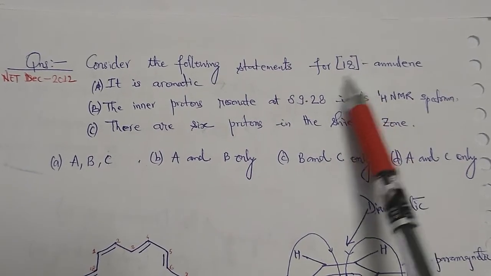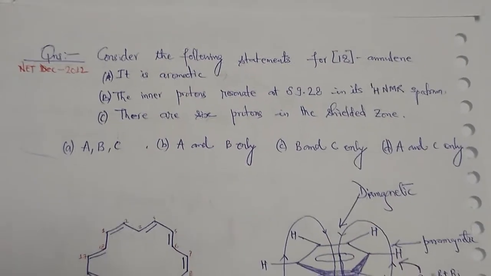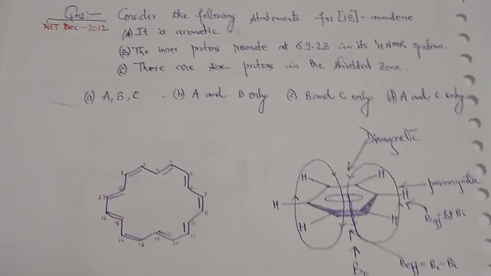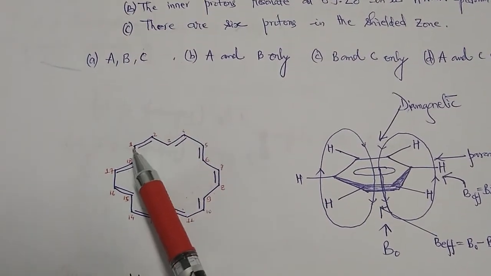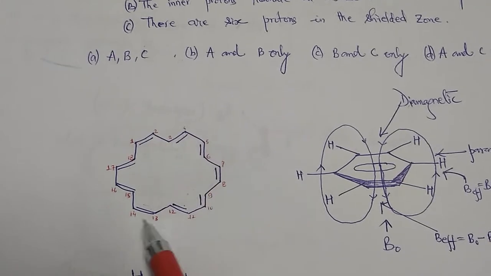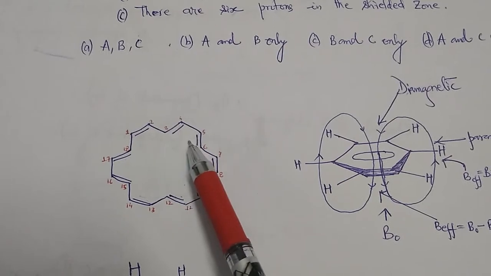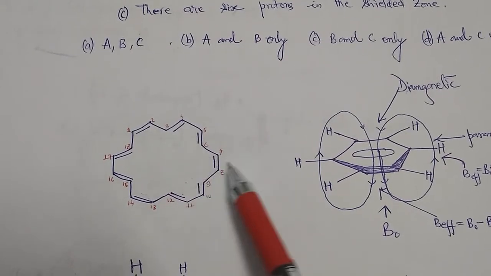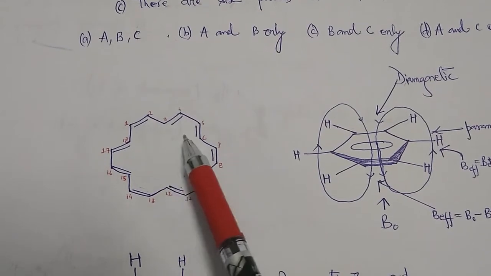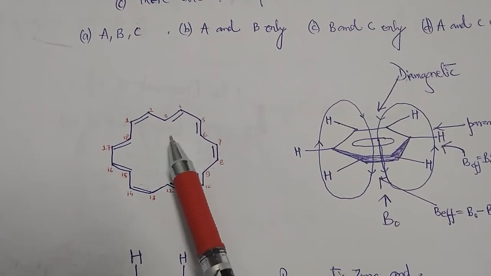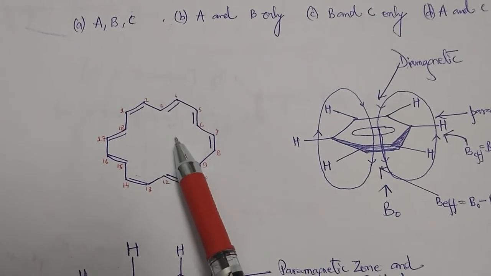As we know, in [18]annulene, 18 carbons are connected in a cyclic fashion with conjugated double bonds. If we consider this figure, the [18]annulene looks like this, where 18 carbons are connected in a cyclic fashion with conjugated double bonds. Due to the conjugated double bonds, this [18]annulene is a planar molecule. So this molecule is cyclic and planar.